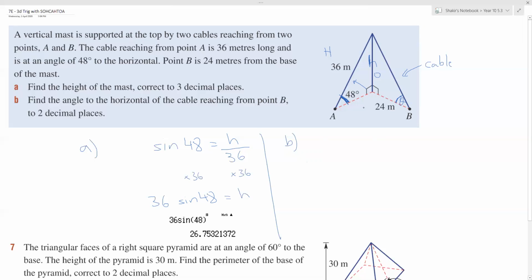All right, so what do I know? I know the hypotenuse. I know the opposite side because we just found it there. That is the height. The height is 26.75. That is the opposite side. And then we have a hypotenuse and we have the adjacent side. I know the adjacent and I know the opposite. So we're clearly talking about adjacent and opposite, which is TOA.